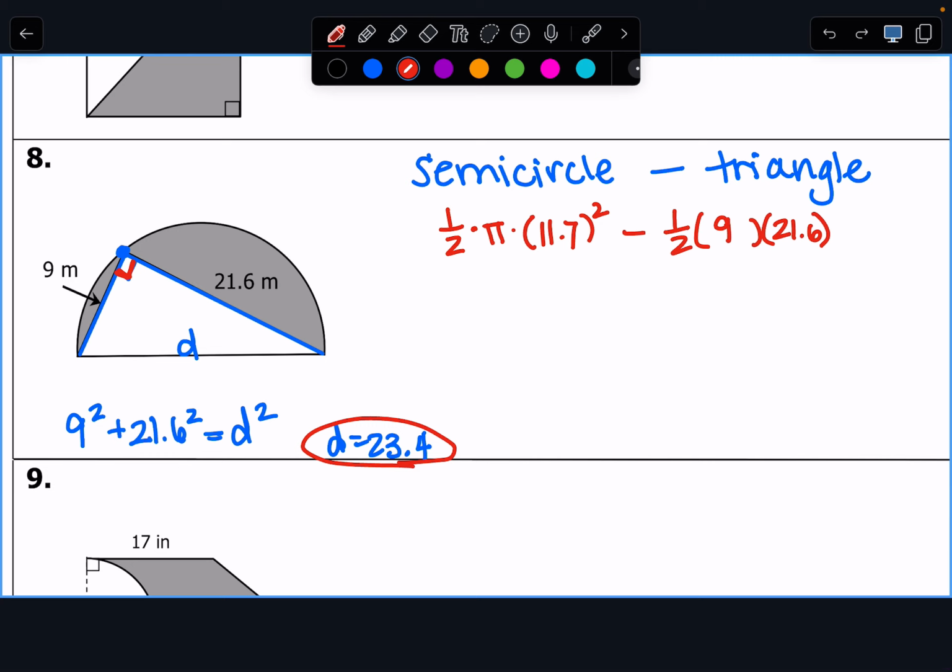What did you get for the answer? 332.9 meters. Okay, Derek got 332.9? No. You have to divide it by 2, Derek. Okay, so what did you get? 332.9. That's also wrong. They didn't divide the semicircle by 2. I got 117.1. You have to divide the semicircle by 2.